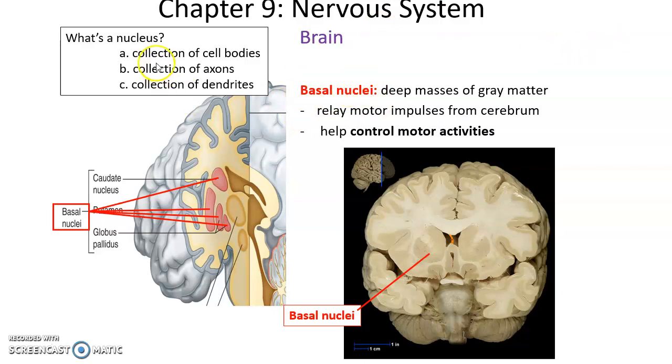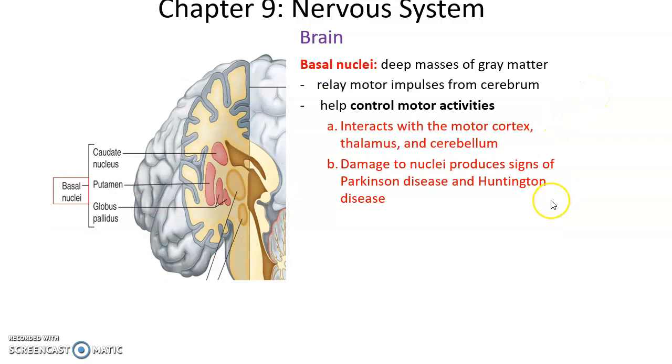So a nucleus, what is that? Hopefully you remembered it's a collection of neural cell bodies. So high concentration of neural cell bodies, meaning lots of synapsing, lots of processing occurring there. So we know that the basal nuclei can interact with the motor cortex and information to it. Also can interact with the thalamus and the cerebellum. So it is deeply involved in helping to coordinate and control our movements.